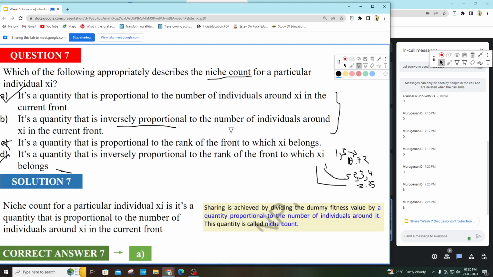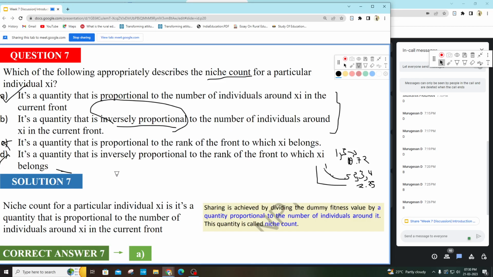Okay, so any doubt? No, sir. Okay, so you were confused about B and D. B is not true because here it is telling inversely proportional. It is not inversely proportional. If we were talking about shared fitness, then it is inversely proportional. But when we are talking about niche count, it is directly proportional.